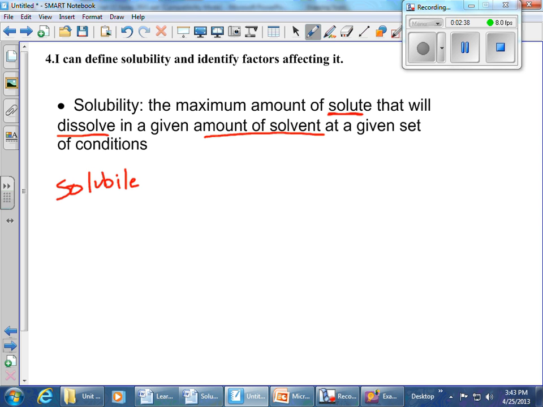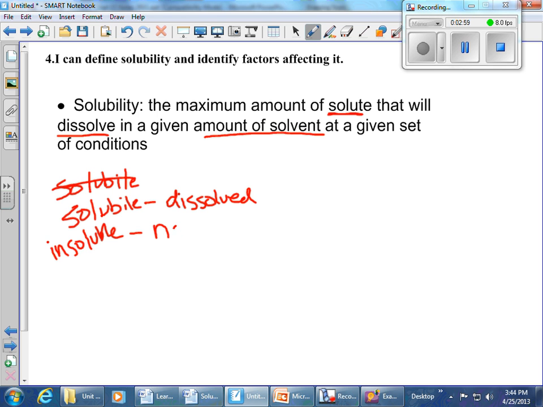I didn't spell that right. We're just going to label it like this, soluble. I still didn't spell that right, but whatever. This means that it's able to be dissolved. If it's insoluble, that means that it will not dissolve in that liquid. It will not dissolve at all. So insoluble does not dissolve, soluble means it will.